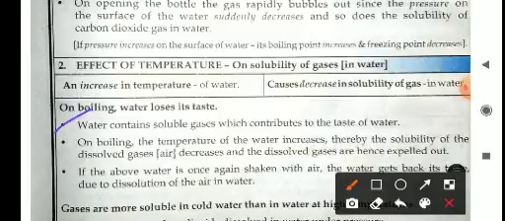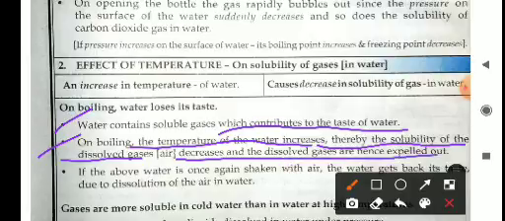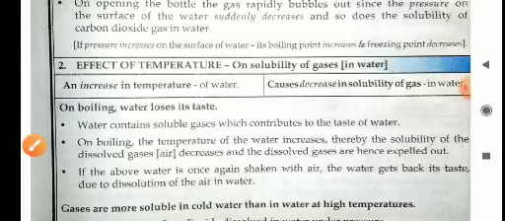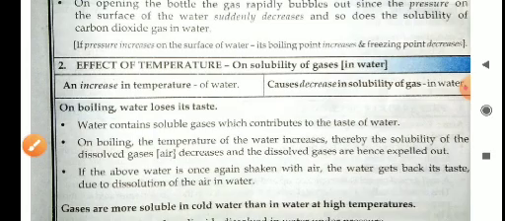So on boiling, water loses its taste. Water contains soluble gases which contribute to the taste of water. On boiling, the temperature of the water increases, thereby the solubility of the dissolved gases decreases and the dissolved gases are expelled. So when you start boiling the water, the dissolved gases will come out, means the dissolved oxygen or other gases in the water will start coming out. So you can say that on increasing the temperature, the solubility of gases in a liquid will decrease.